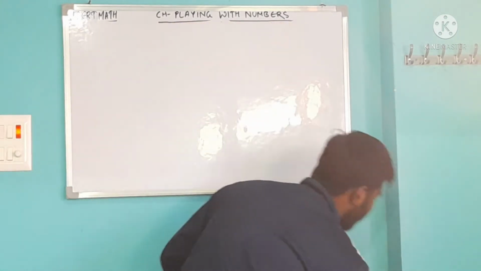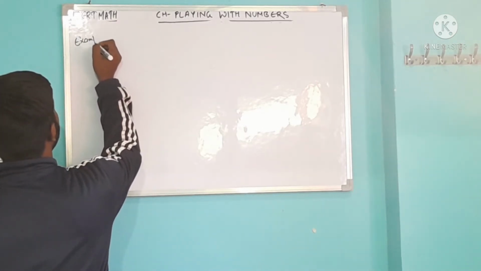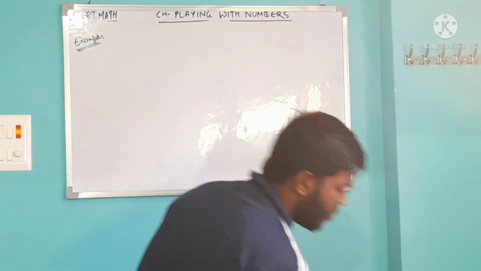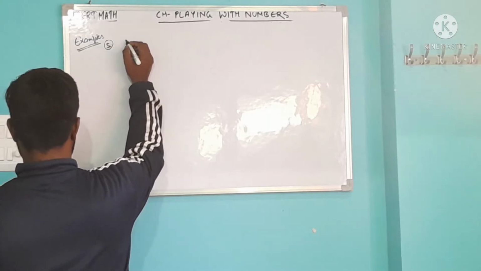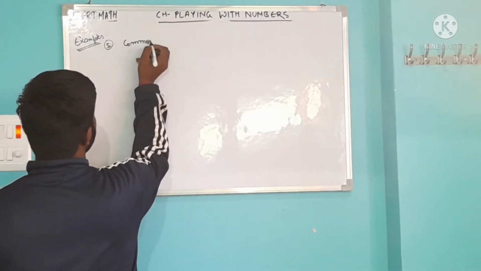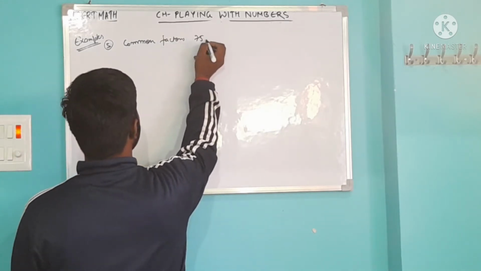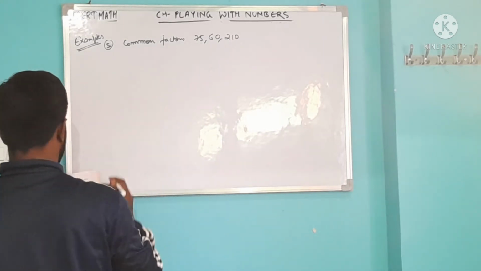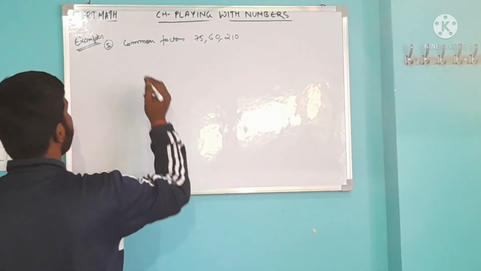So let's try some examples from your NCERT book. Examples from your NCERT, which is example 5. In the first example, we need to find common factors of 75, 60 and 210, in which we firstly find individual factors of these numbers.